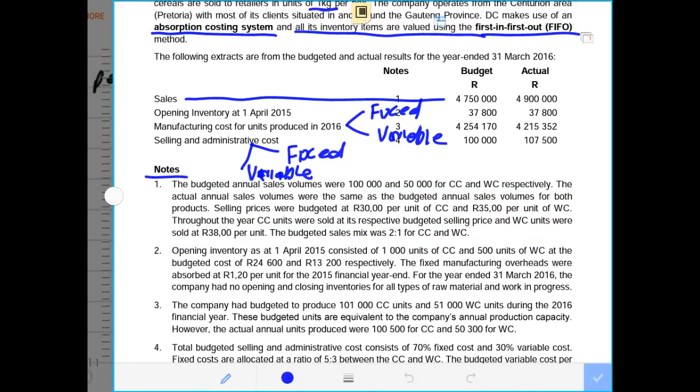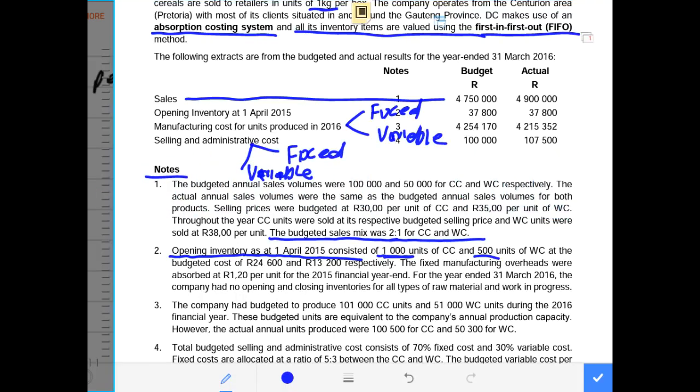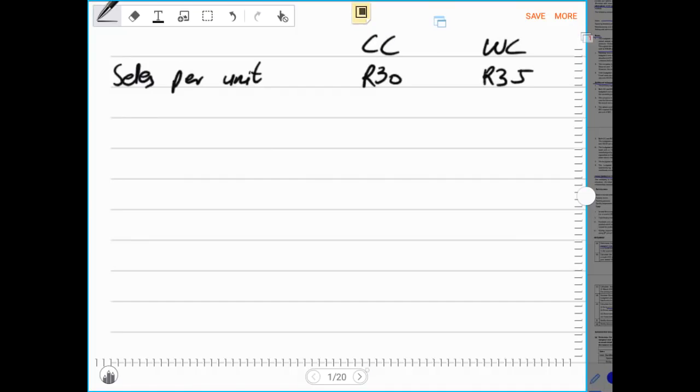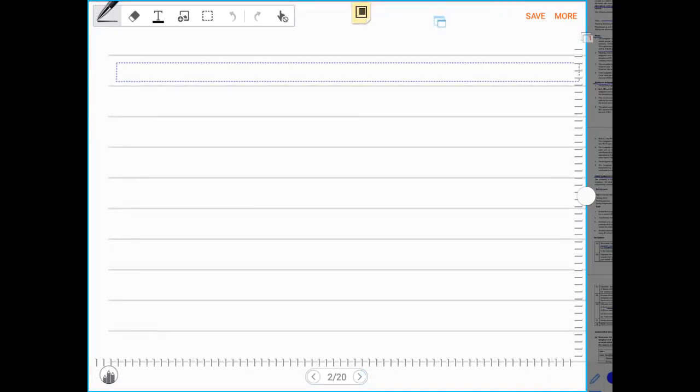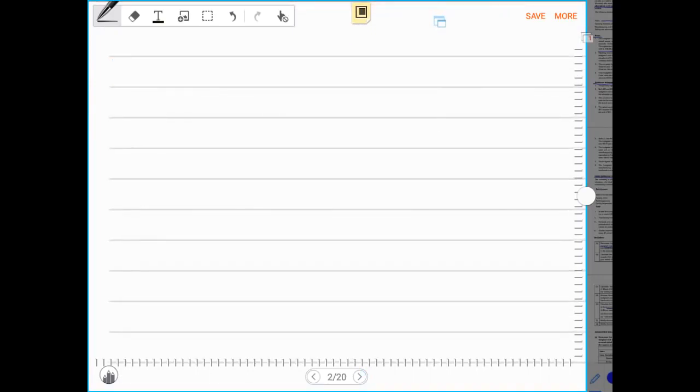Then now we are given information that says that the budgeted sales mix is 2:1 for product WC and CC. That is our product mix or production mix. Then now we have the opening inventory, which is on the 1st of April, and that opening inventory was 1,000 units and 500 units. And now I think I can be in the position to calculate perhaps the closing inventory. Let me just go to a page where I will do the calculation of the closing inventory, in case the closing inventory is not provided.